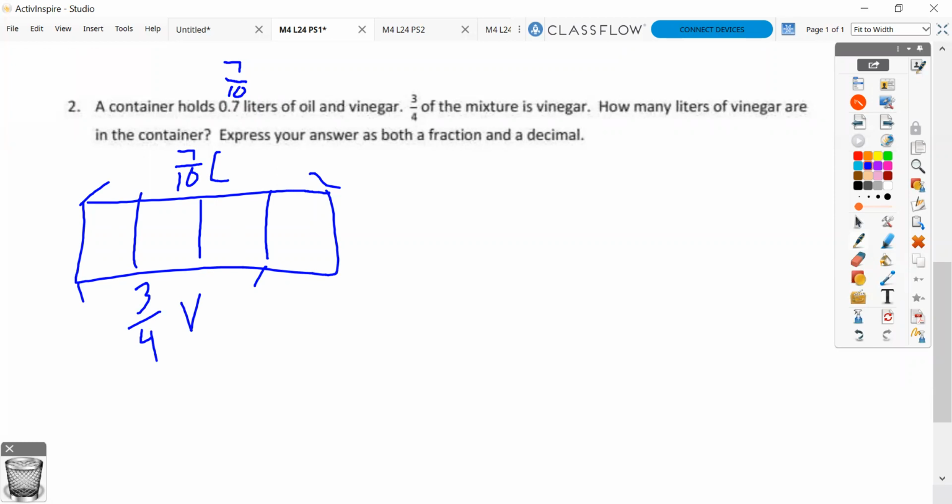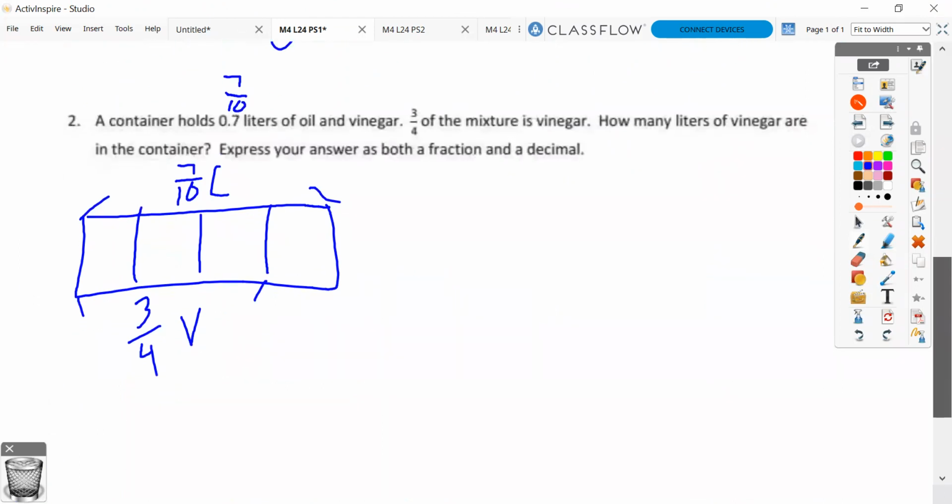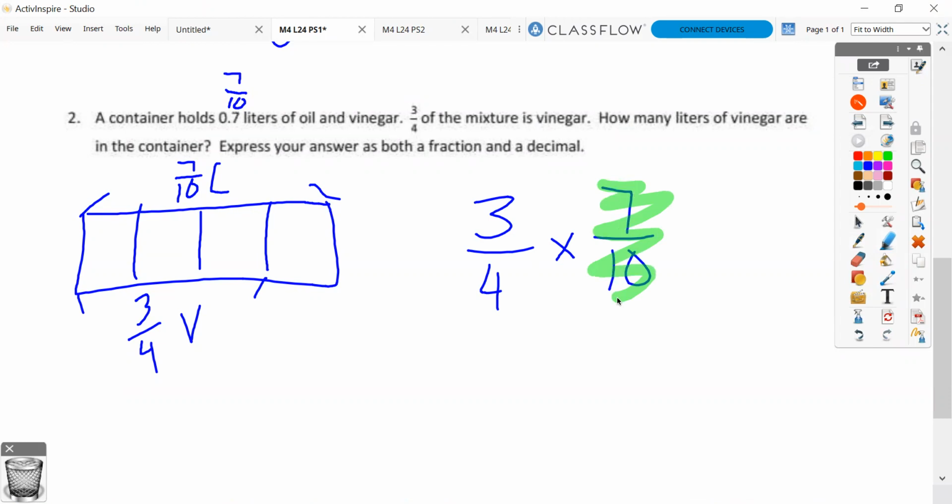So how do we solve for this? Well, when we look at this tape diagram, it looks very similar to the last one. We have a whole and we're looking for a part, and so we did the fraction times the whole. Okay, same thing. We have a whole and then we're looking for a part of it, so it's going to be the fraction times the whole. Now, our whole is what we start with, so that's 7/10. We're multiplying by 3/4, so that's our scaling factor. Is 7/10 going to get larger or smaller based on what we're multiplying by?